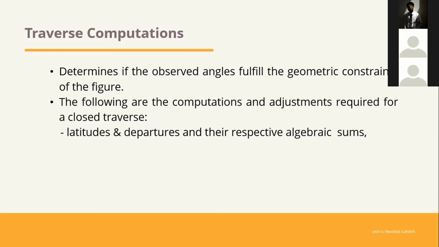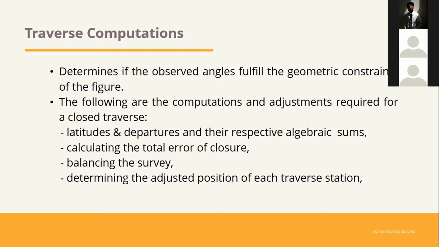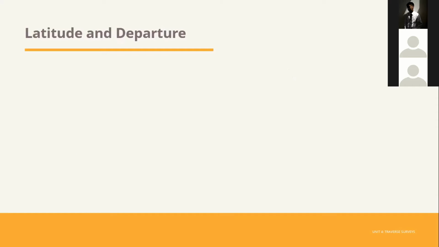First, the latitudes and departures and their respective algebraic sums. Second, calculating the total error of closure. Third, balancing the survey. Fourth, determining the adjusted position of each traverse station. And lastly, computing the area. So now let's proceed with the latitude and departure.